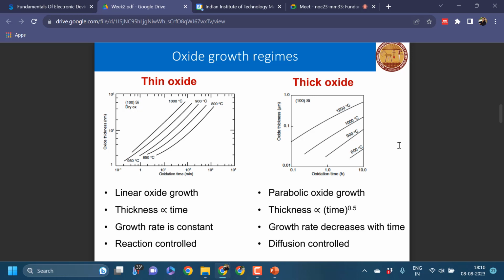Does anybody recollect what was thin oxide and what was thick oxide? Okay, just a random guess you can give, if you're familiar with the topic of electronic materials.